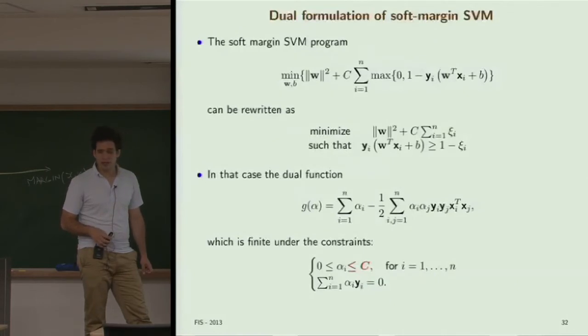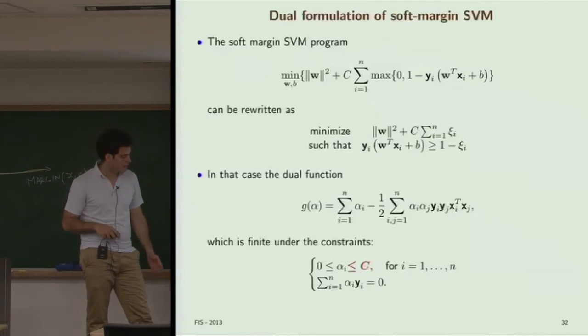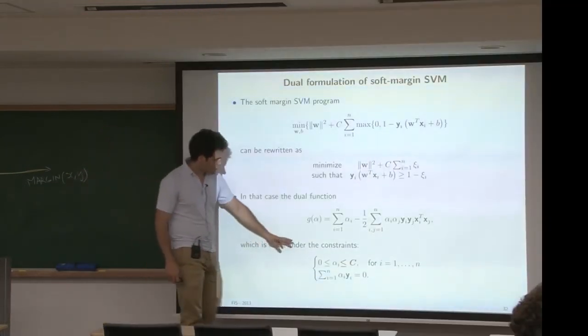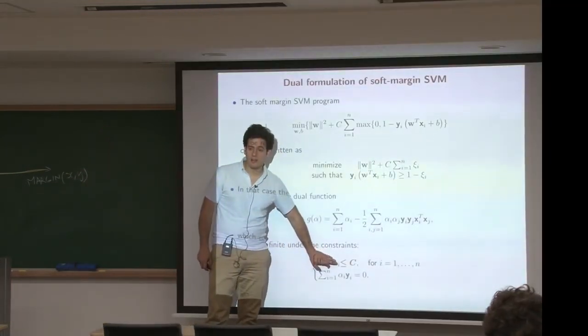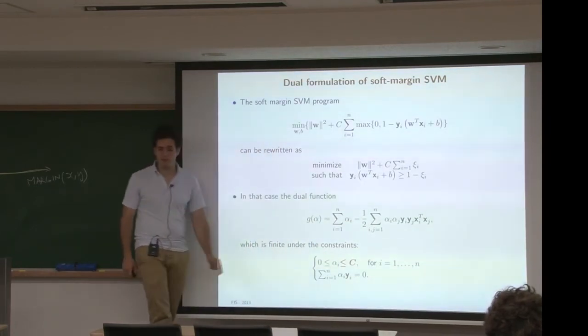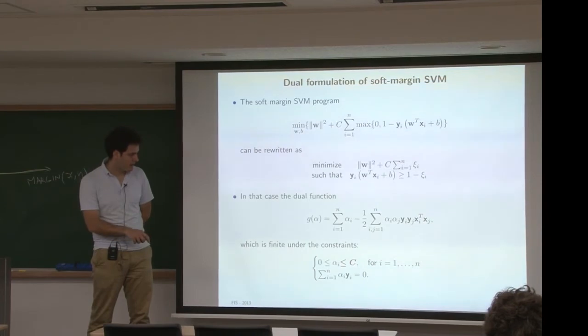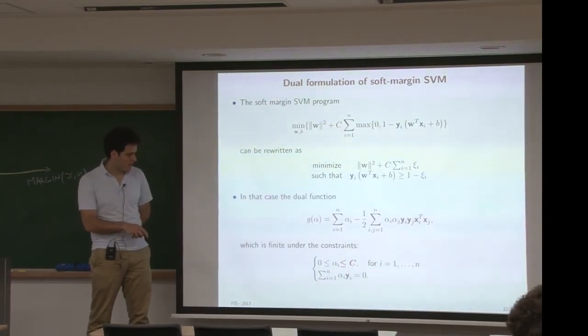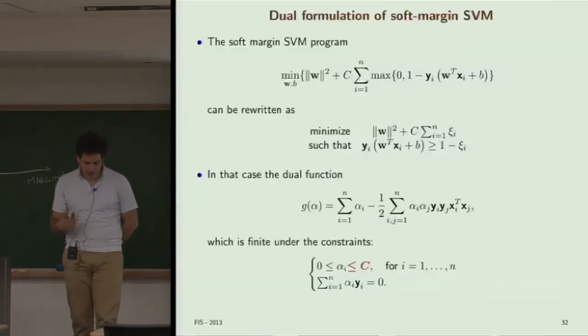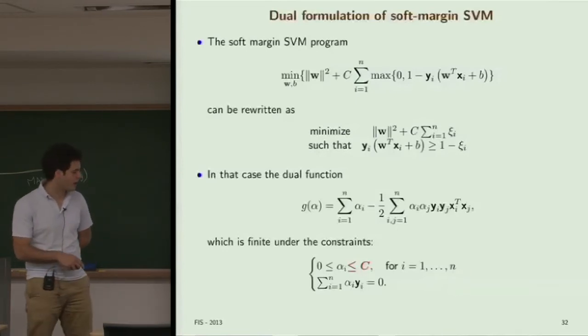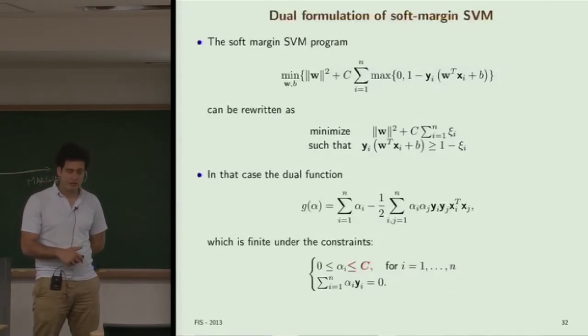But in the end, there's a slight difference between this dual and the previous dual, which is that there's a constraint which appears on alpha i: alpha i is smaller than C. So it's the same form as G of alpha, except that now we need as a constraint not only that the alpha i's are non-negative, but also that the alpha i's are smaller than C.